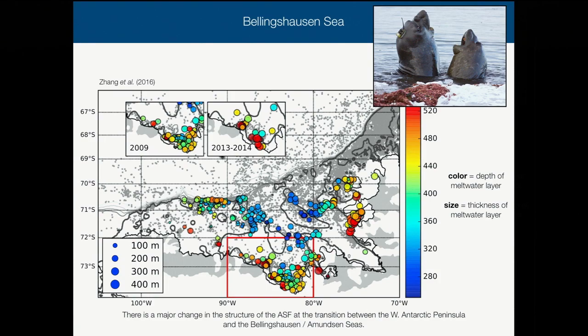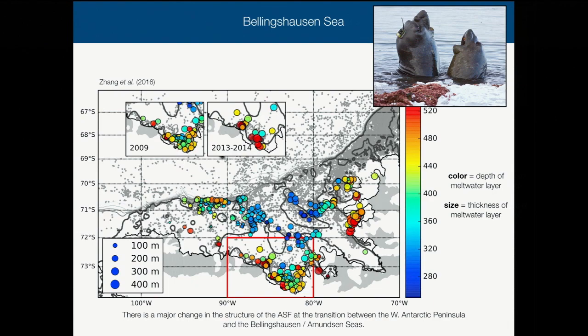from these seals. Okay, and so you can see we have lots of measurements here along West Antarctica. It's a little bit more sparse here in the western side of the Bellingshausen Sea. But some of these profiles are colored. Okay, all of these profiles that are colored are places where we actually detected meltwater coming from these ice shelves in the southern part of the Bellingshausen Sea. So the colors here are indicating the depth of where that meltwater is. The size is indicating the thickness of that meltwater layer.